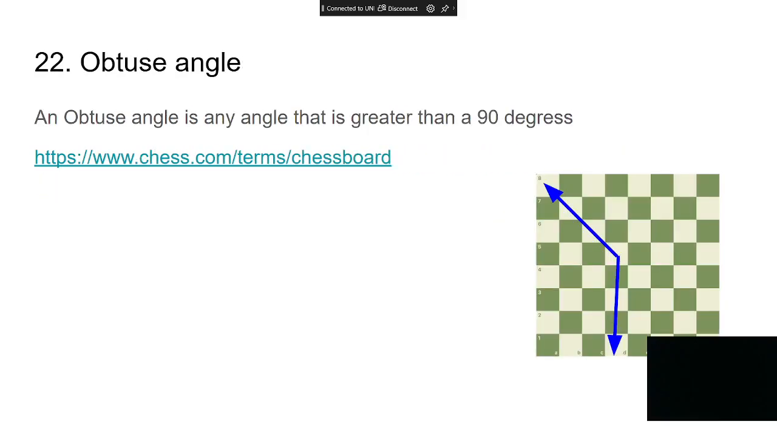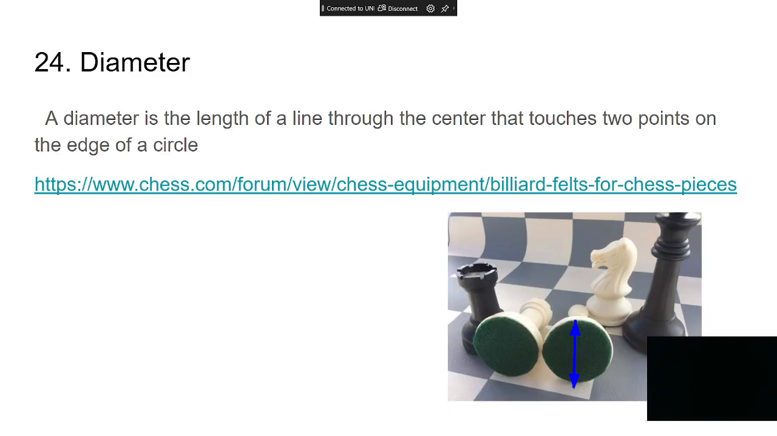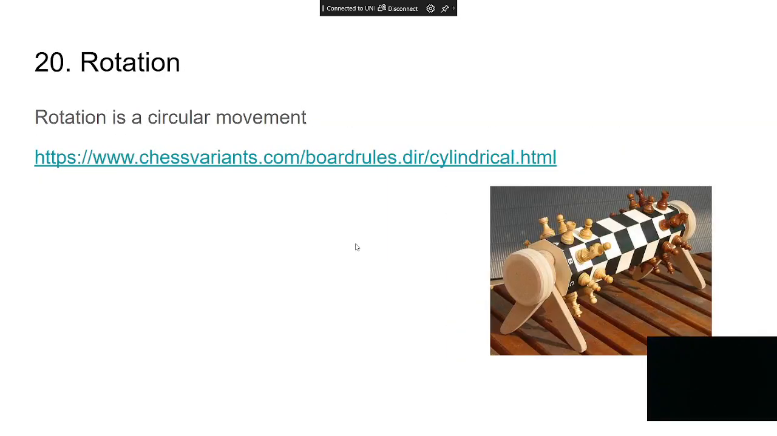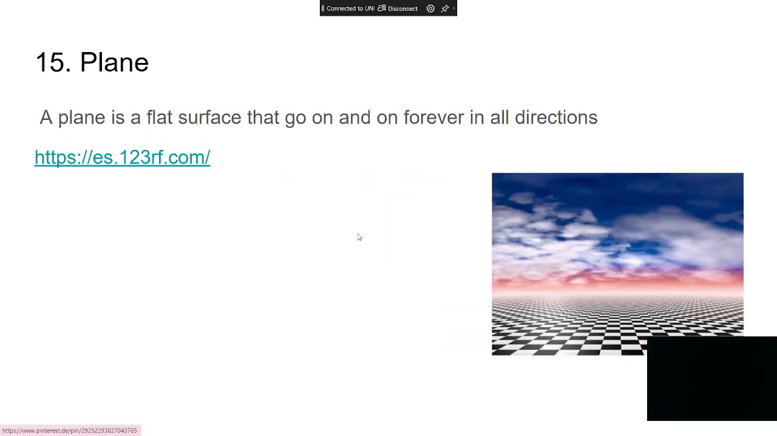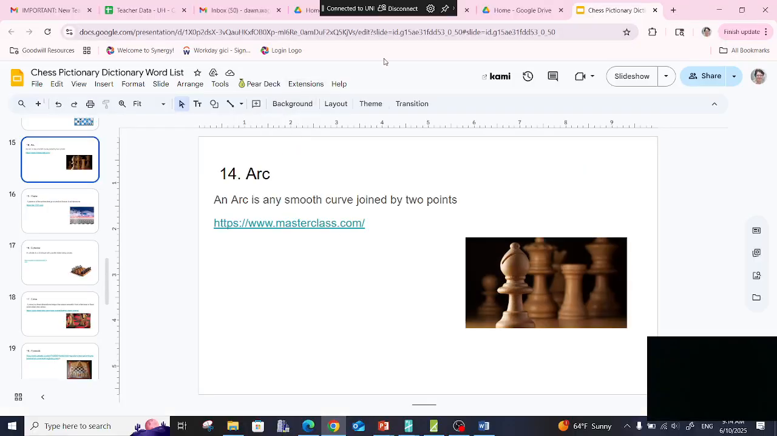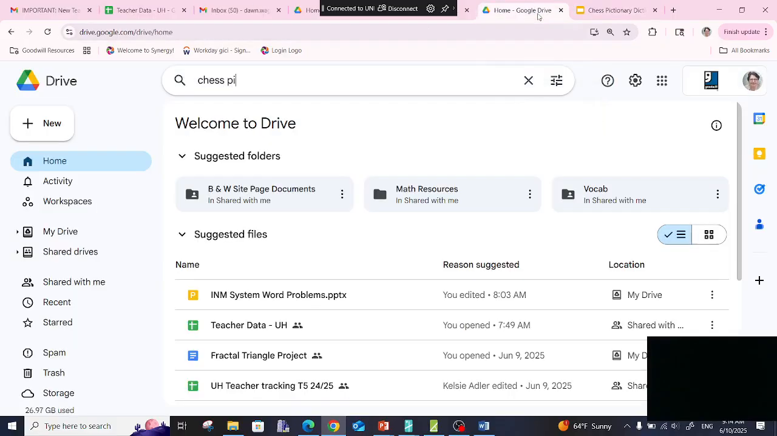So this is his Pictionary Dictionary. I liked this one. I thought this one was good. But I've had others. If you want to see another one, I've had somebody do it on food before. Let me see.